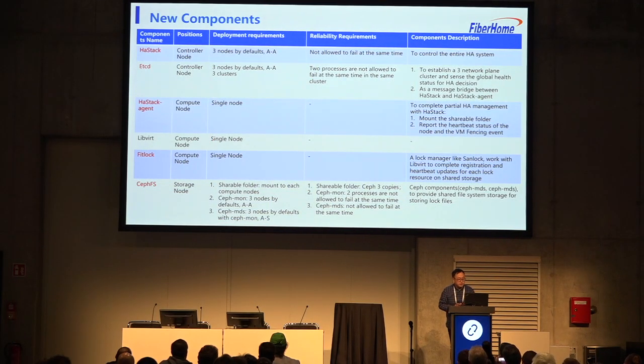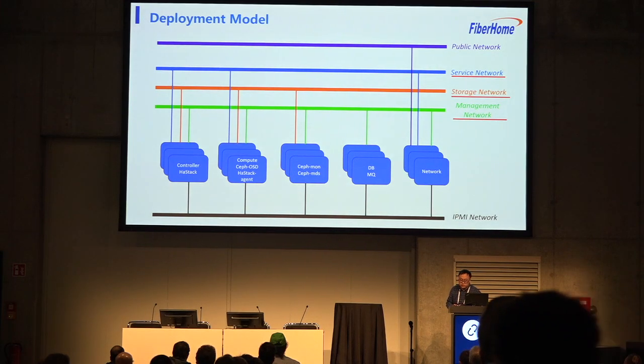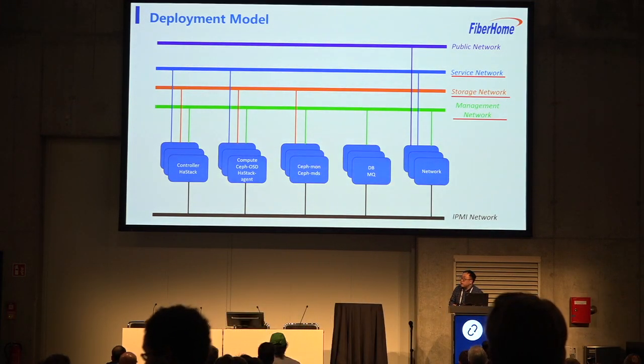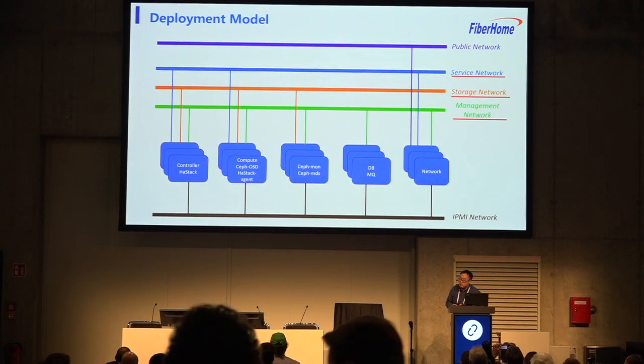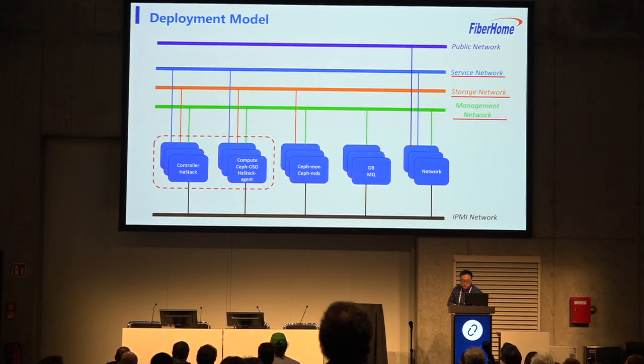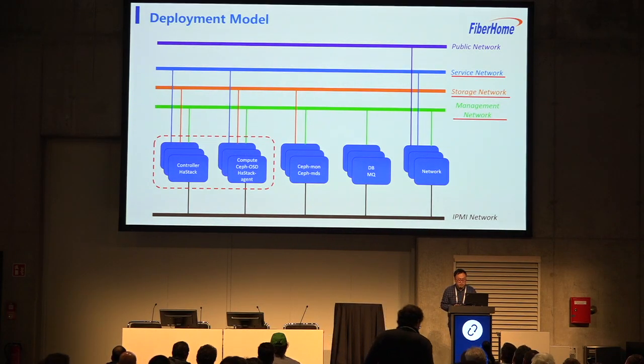And this table shows some specific information about each component, including the description, deployment, and the reliability requirements. I'll now describe them one by one here. And this diagram shows where each component in the system is deployed and how it's connected. It's notable that besides the IPMI network, the controller and compute nodes are connected by 3 major network planes. They are the management, storage, and service networks. And we'll use this in the following explanations.